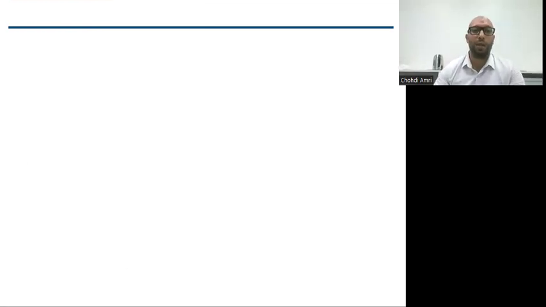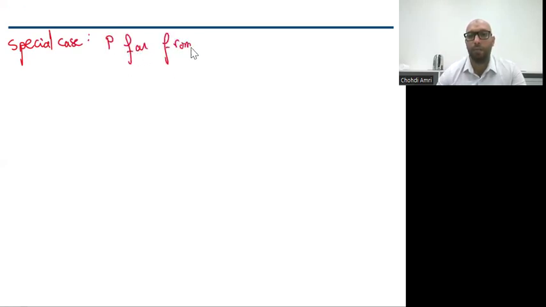Let me discuss some special cases. First special case: P far from the rod. P far from the rod, that means the distance x is too large compared to the length of the rod, a. So what does this mean?